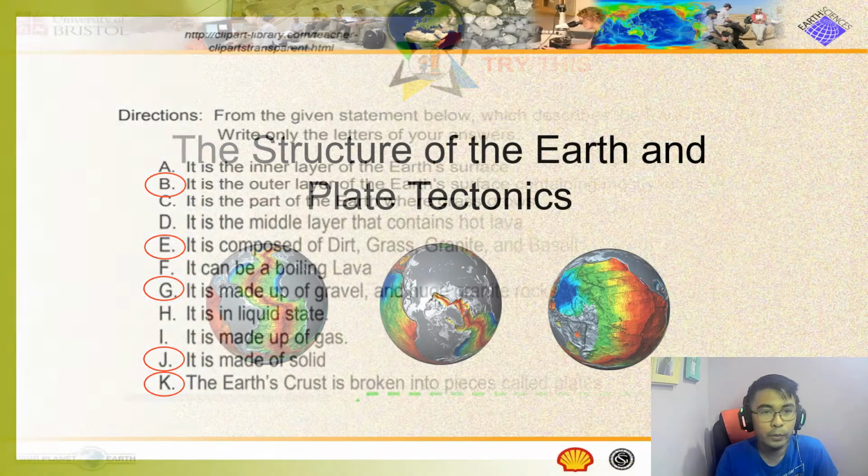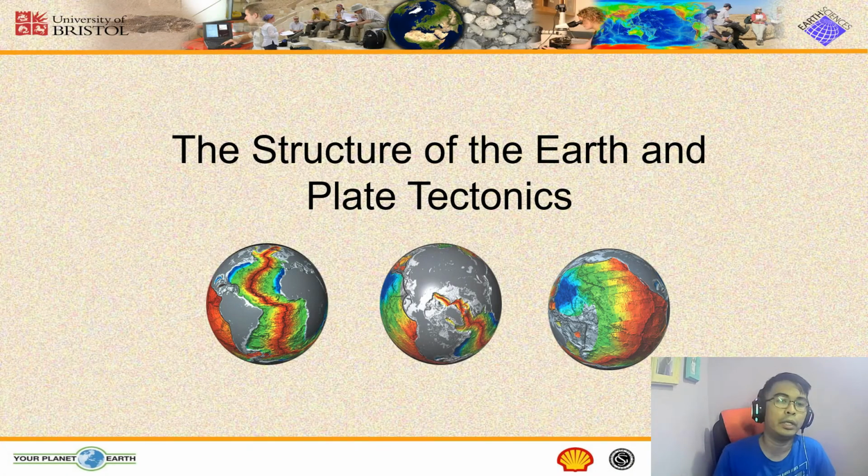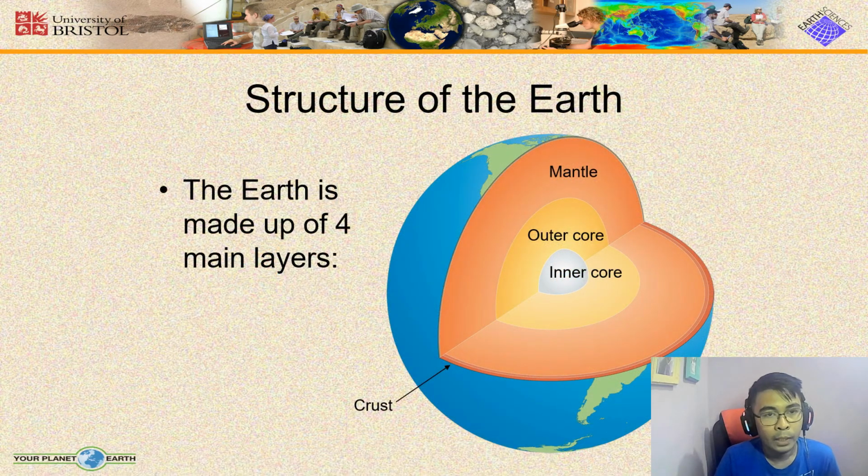Let me now proceed to the structure of the Earth and the plate tectonics. Allow me to borrow the materials from the University of Bristol. So the structure of the Earth is made up of four main layers. As you can see in the picture, it's made up of crust, mantle, outer core, and inner core.